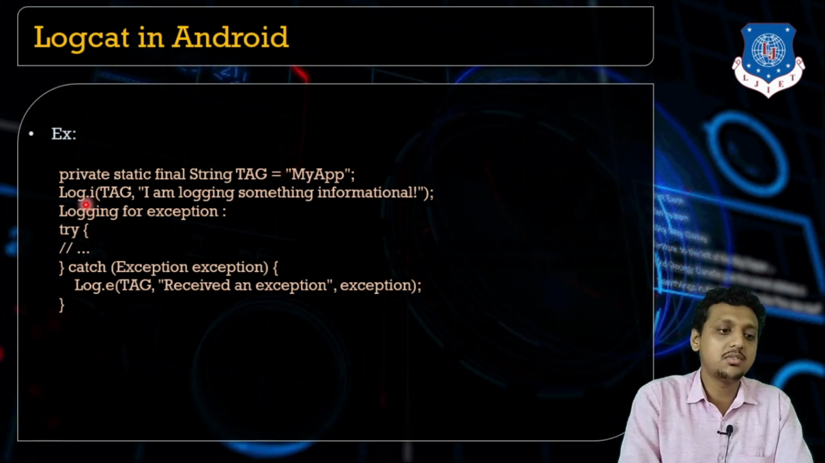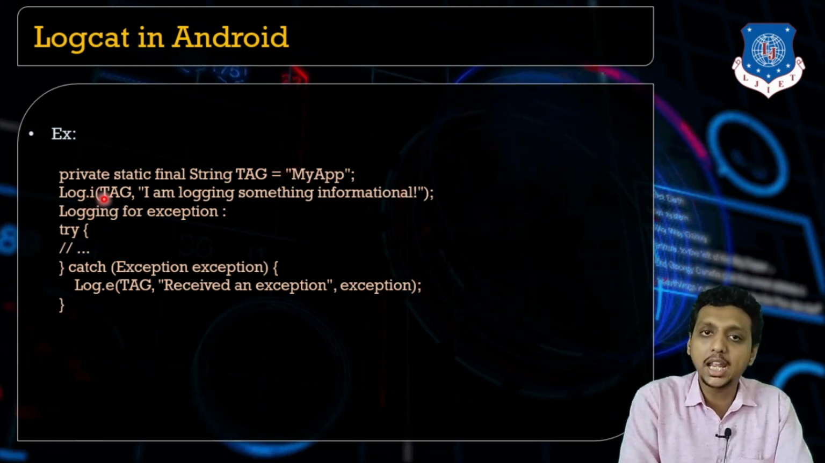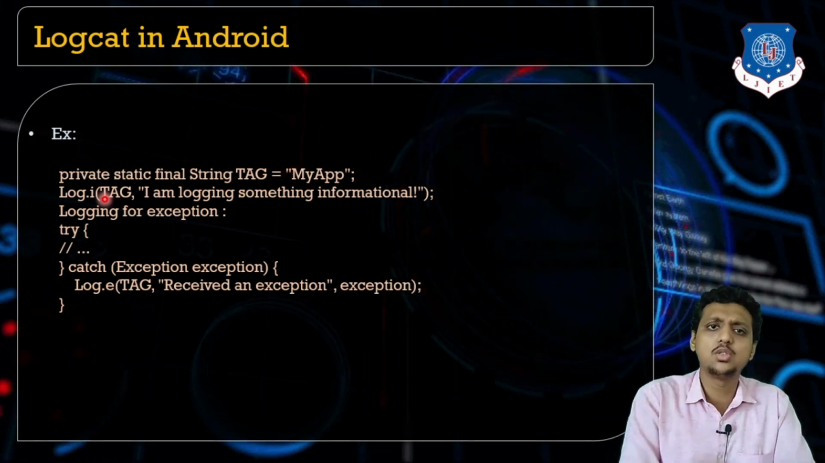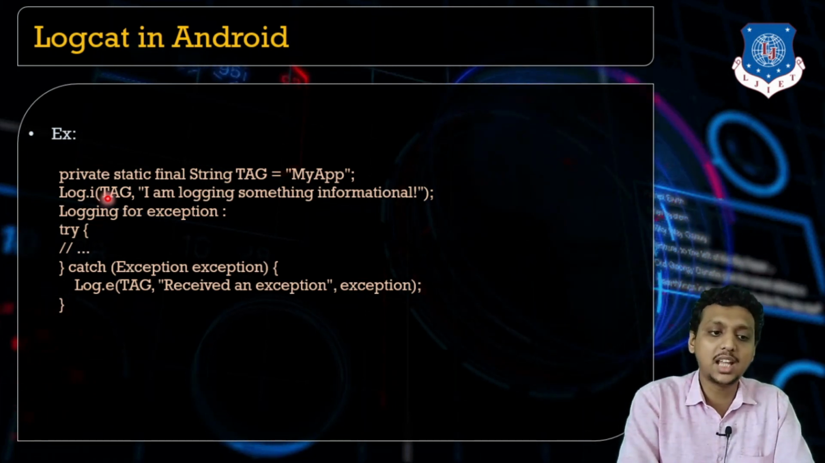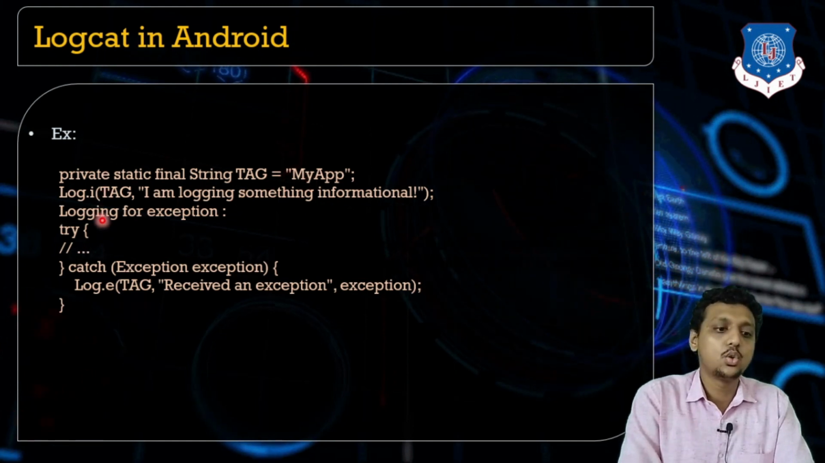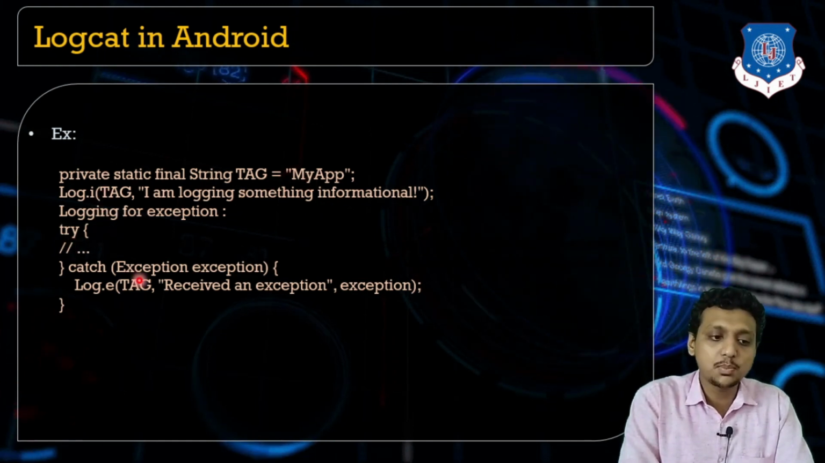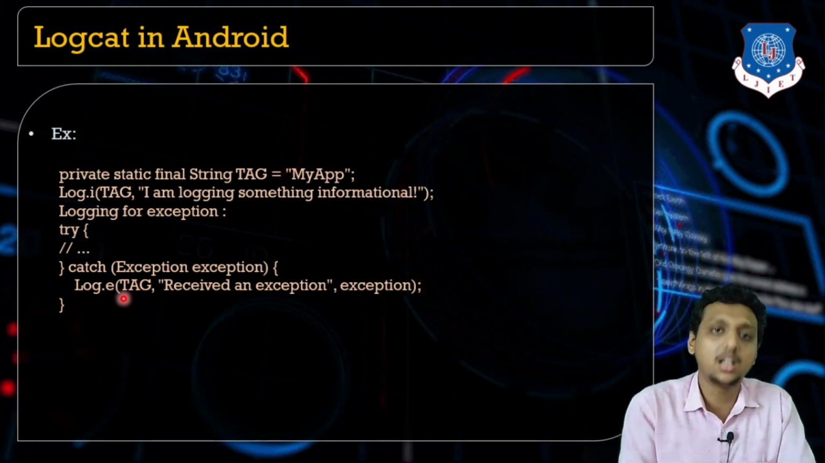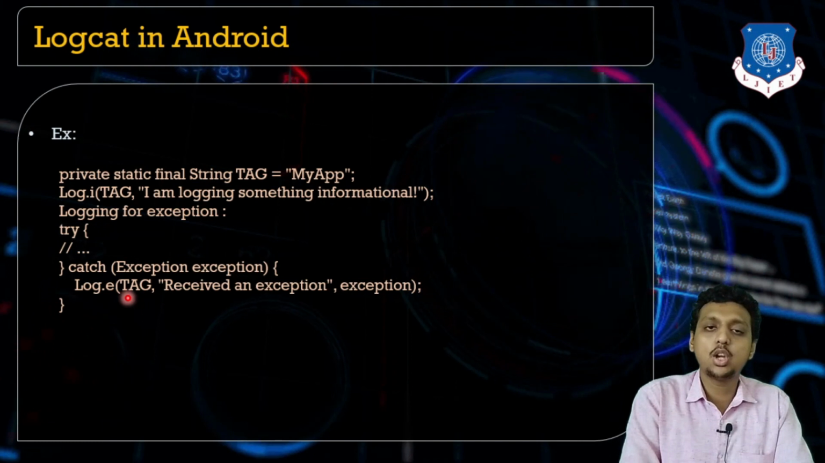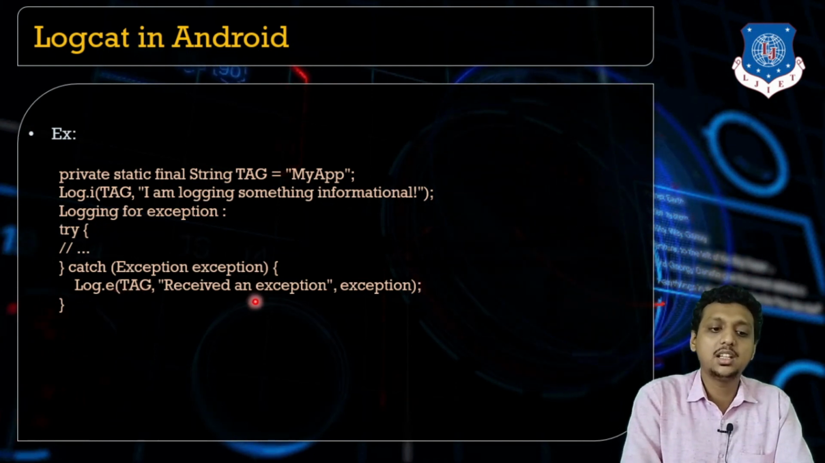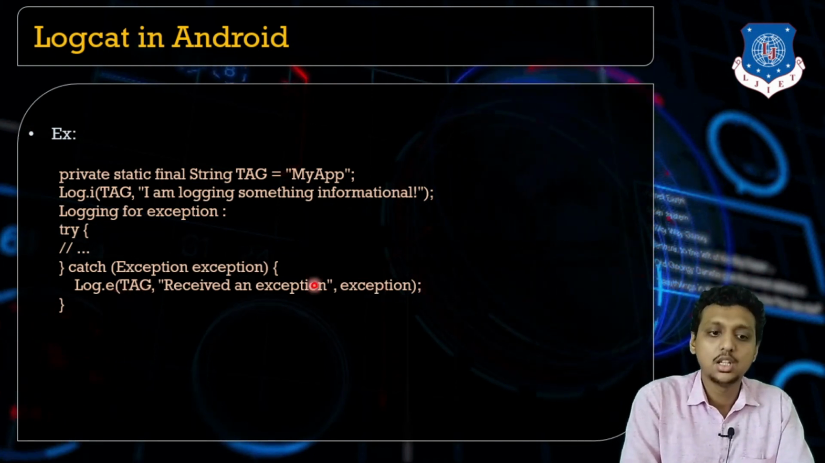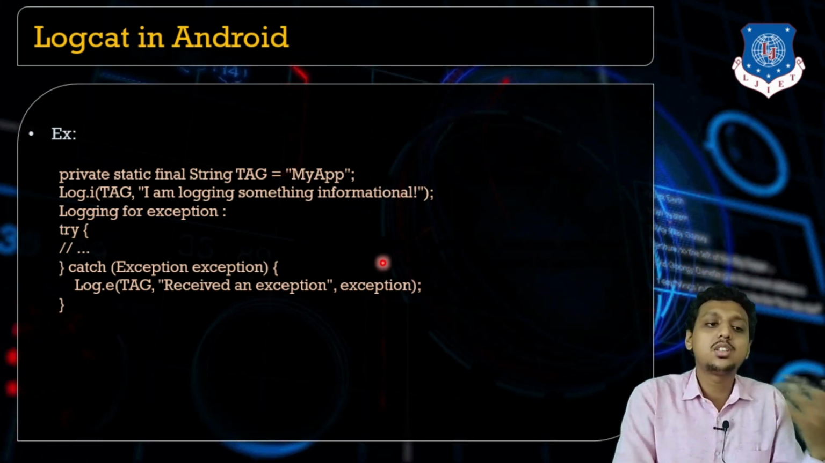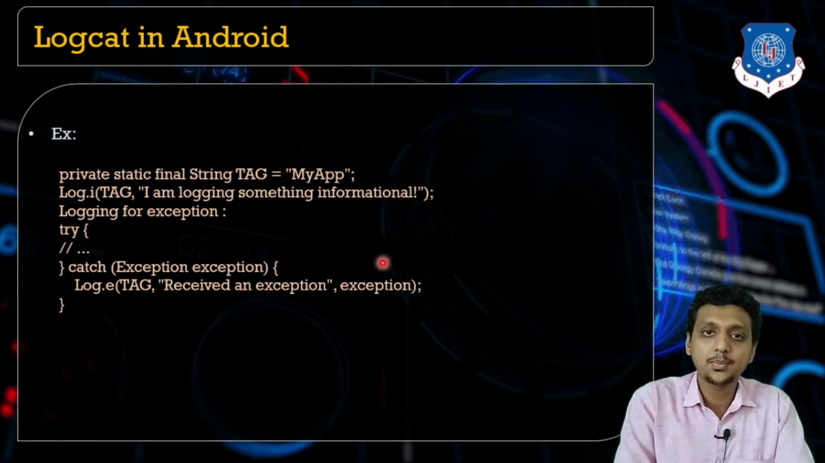To print a message, we just need to write like this: Log.i. Students, i stands for information. If you want to print information, you can use Log.i, then the tag, and then the message. In the try-catch method, we can use Log.e because it throws an error. Under the catch block, let me write like this: e, tag, received an exception, comma, exception. This just prints out the exception details. Fine, so this is how students you can use the logcat.